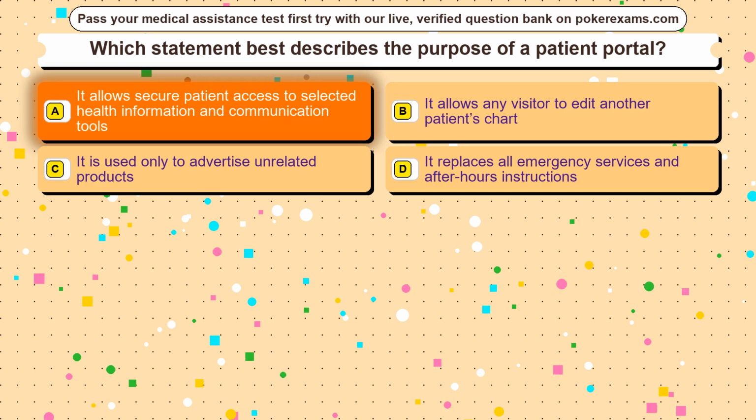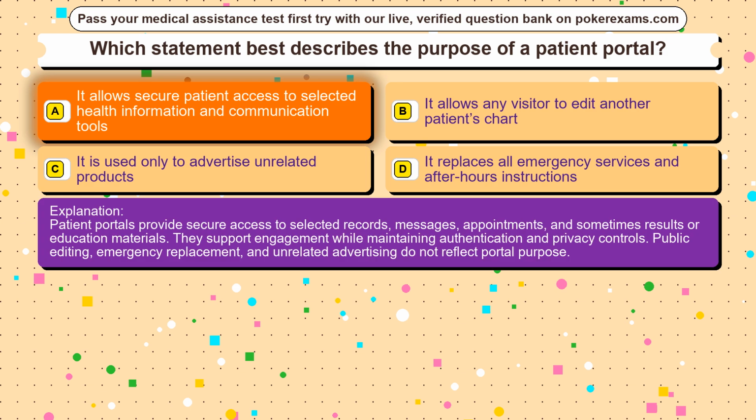The correct answer is option A, it allows secure patient access to selected health information and communication tools. Patient portals provide secure access to selected records, messages, appointments, and sometimes results or education materials. They support engagement while maintaining authentication and privacy controls. Public editing, emergency replacement, and unrelated advertising do not reflect portal purpose.